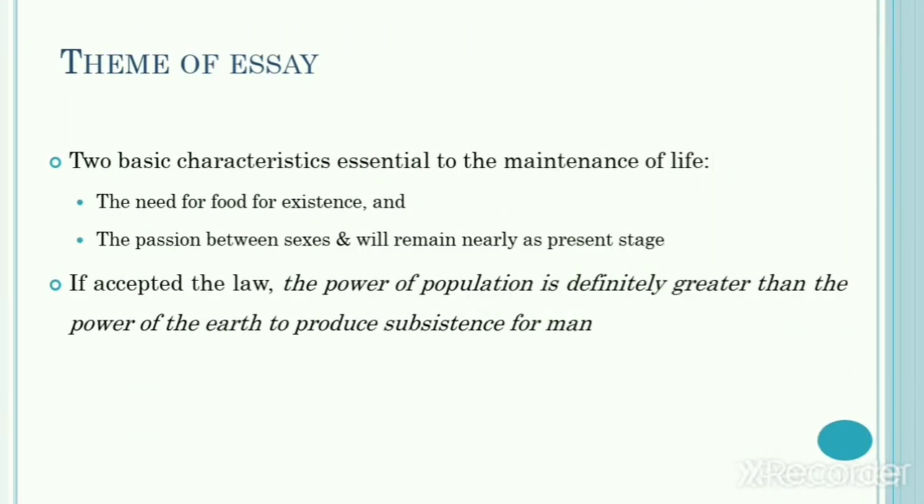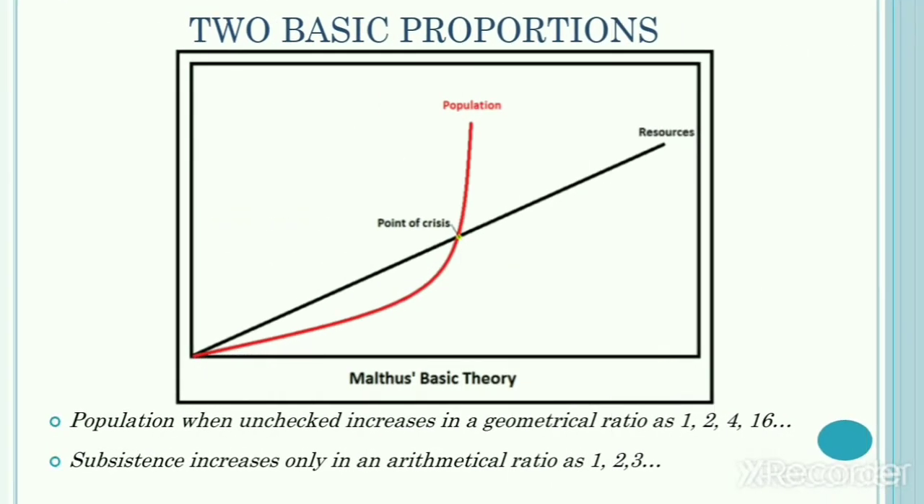The first edition of the essay began with two postulates. One is that food is necessary for the existence of our life. And the second one, the passion between the sexes is necessary and it will remain nearly in its present state. If we accept these two laws, Malthus argued that the power of population is definitely greater than the power of the earth to produce subsistence for man. For that, Malthus framed two basic propositions for explaining his theory.